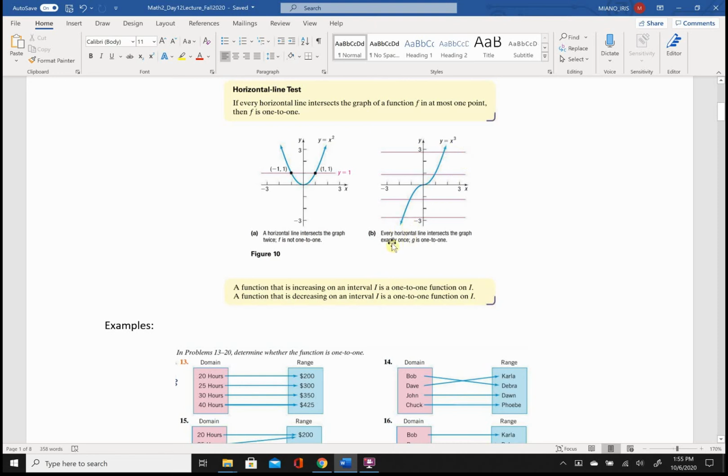So this would be an example of a function passing the horizontal line test, and if it passes the horizontal line test, it is 1 to 1. Okay. Now a function can be considered for just a particular interval on its graph, and then you can say as long as it's just increasing on that interval, then it can be 1 to 1 just on that interval.